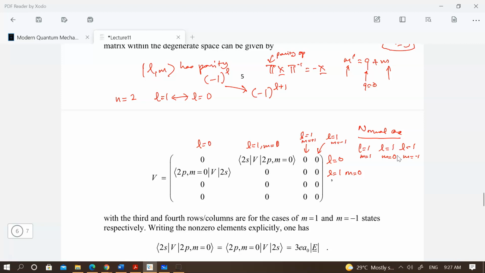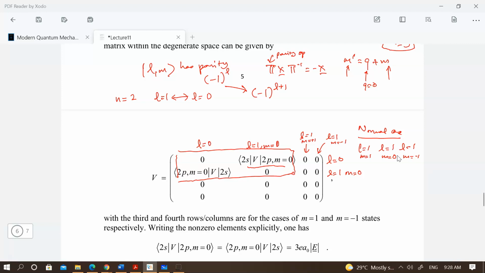So L equals 1, m equals 0 will only make connections with the case of L equals 0, m equals 0. That gives you this particular non-zero element, and then L equals 1, m equals 0 will only connect with L equals 0, m equals 0. So the only non-trivial case that we are looking at is this top 2 by 2 matrix, because the rest are going to be 0.